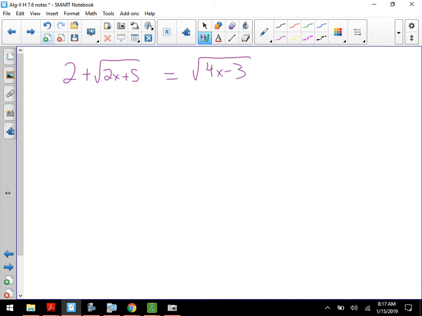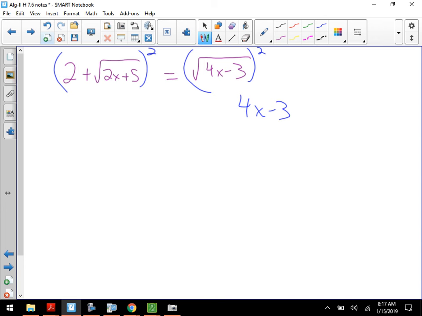What are you going to do first? Square both sides. You have to start by squaring both sides. The stuff on the right is easy. The square root of junk squared is just junk. So we have 4x minus 3.